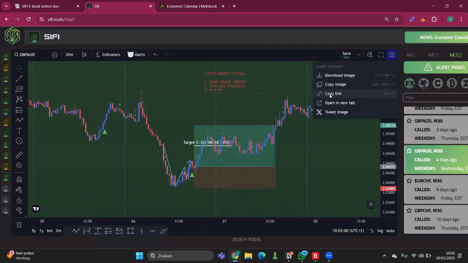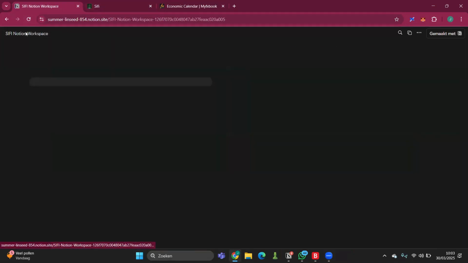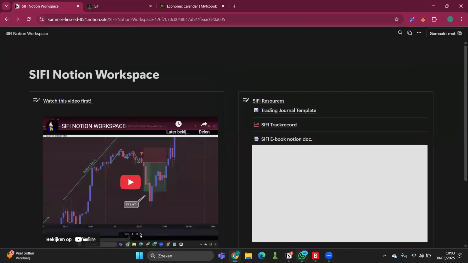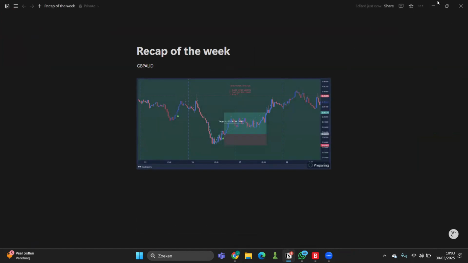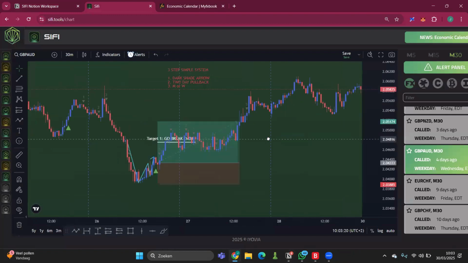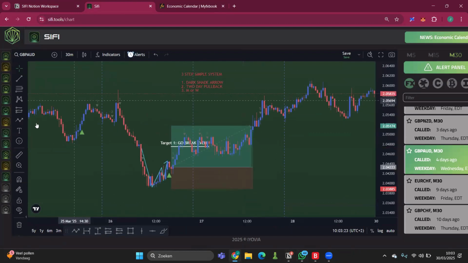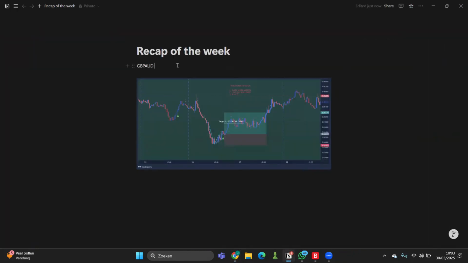I'm going to take a picture of this and put it right here. GBP AUD. Here we go. So that's the first one. Cool. Then on GBP AUD, we didn't have anything else, really. I'm going to note with GBP AUD what time it was. That was March 26th at 3:30.